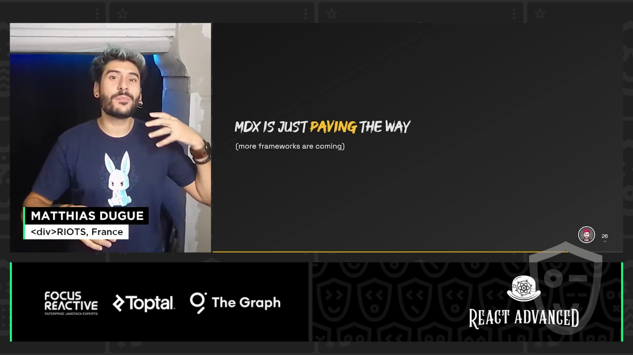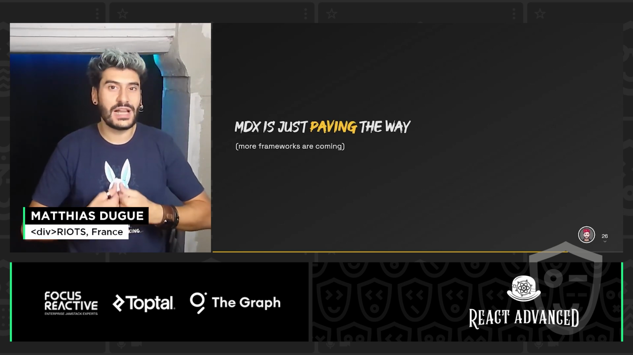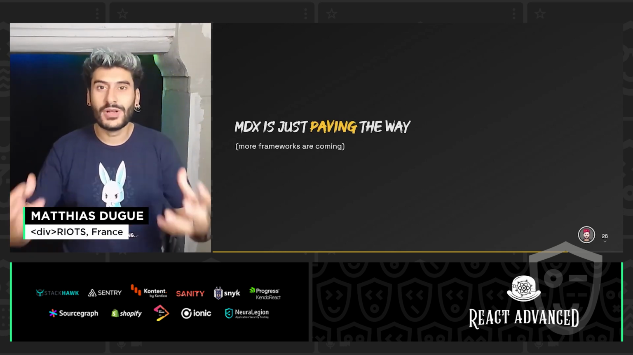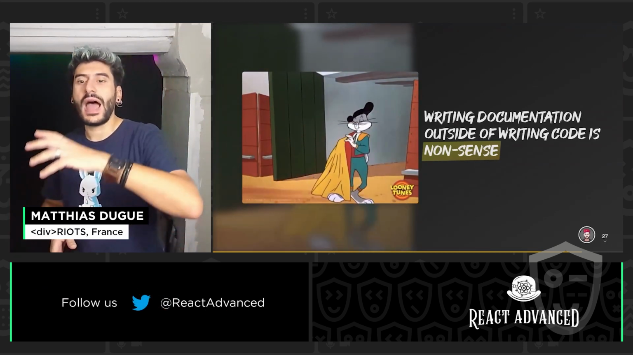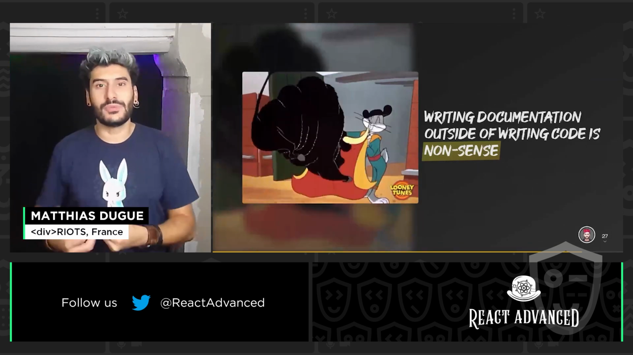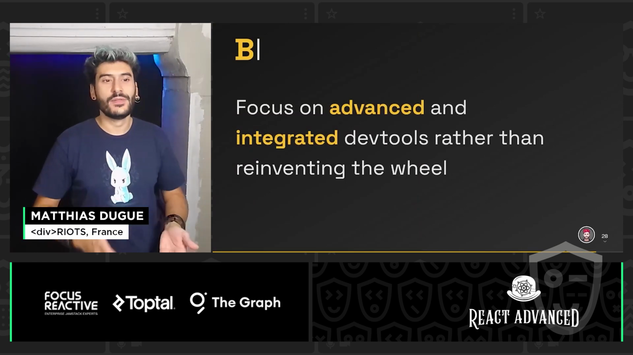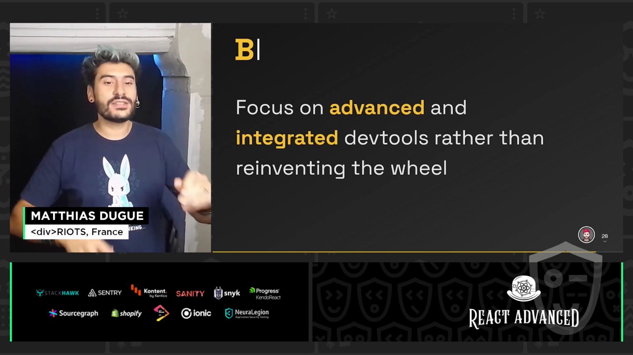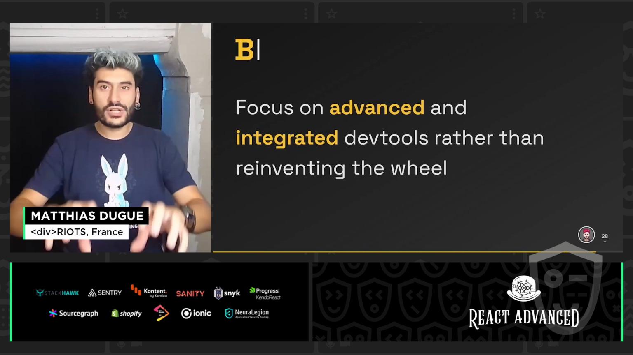Because MDX is just paving the way. This is just the first tool of a new era, and I'm pretty sure that we will have a lot of other formats and a lot of other tools to embed our documentation and improve our component-oriented documentation. But writing documentation outside of writing code is just nonsense. We do have to embed our code in our documentation, and this is the premise of the MDX format. This is what we are looking for. You do have to focus on advanced and integrated dev tools rather than just reinventing the wheel at some point. You just have to be focused on what you are looking for.